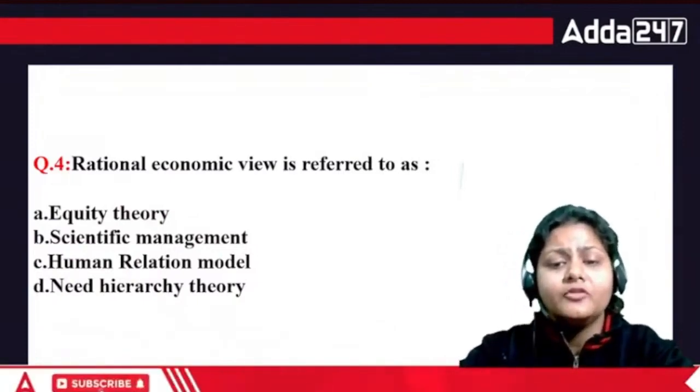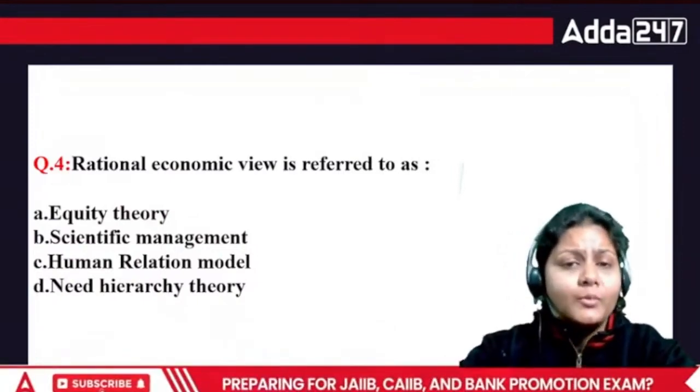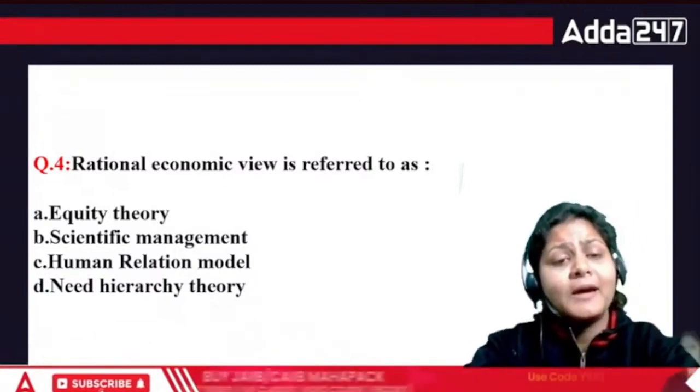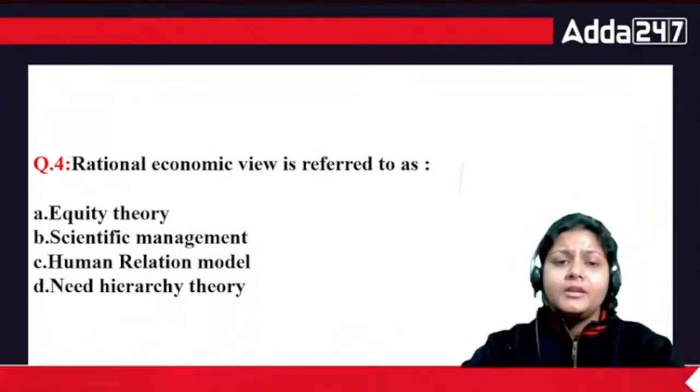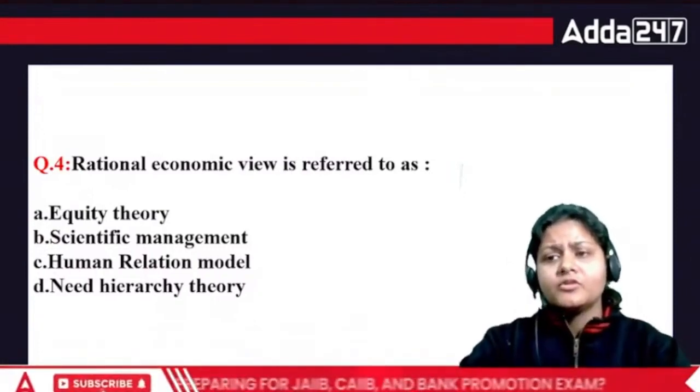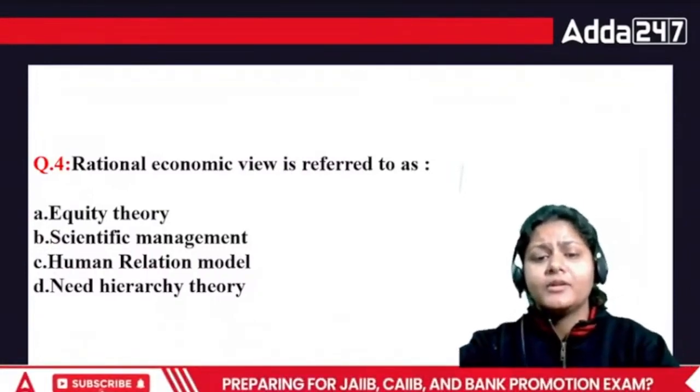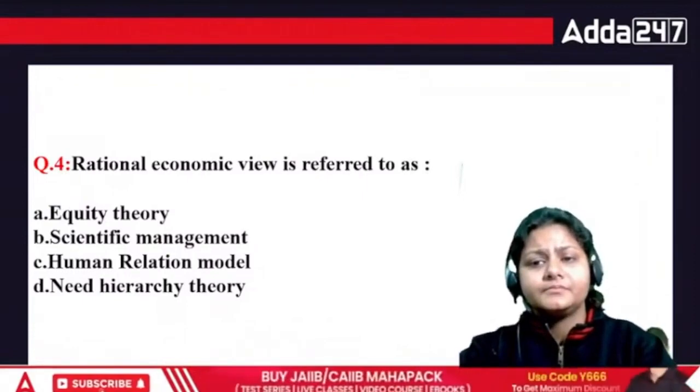Next is the rational economic view. The options are equity theory, scientific management, human relation model, and need hierarchy theory. Last year in the June exam again, they asked this question. What is this question about?